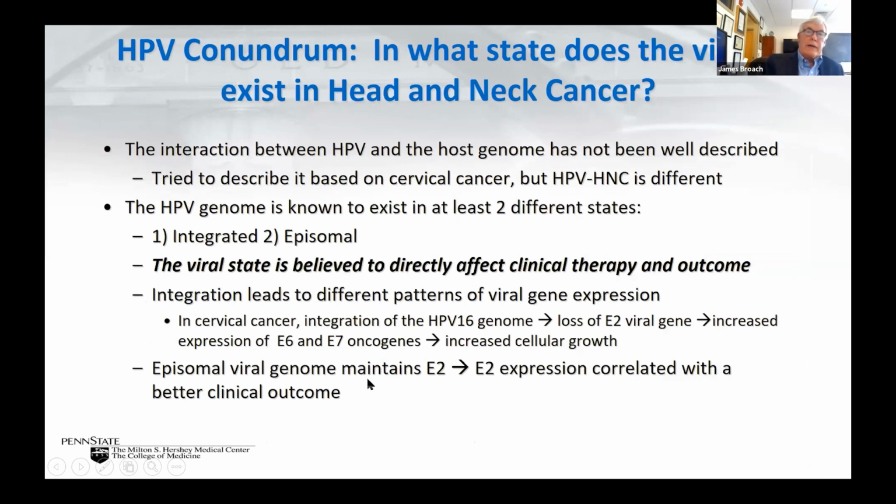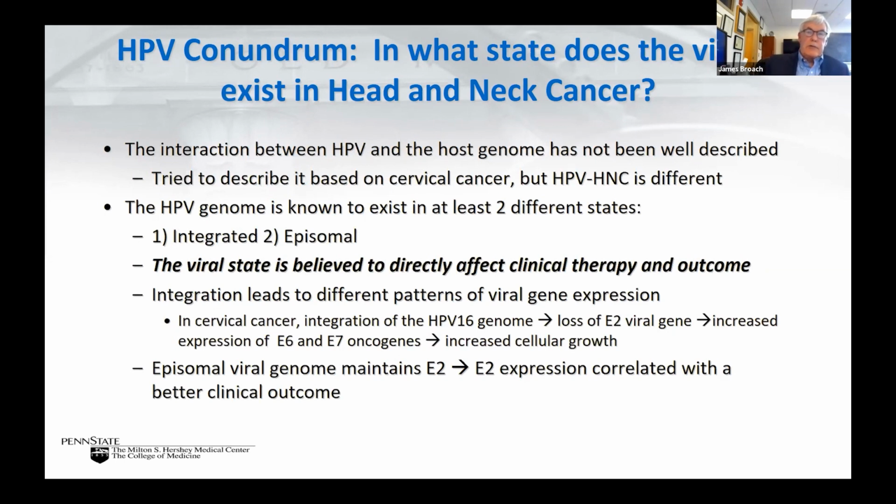So we've been interested in understanding the nature of the association of HPV in head and neck cancer. Early efforts to describe what HPV is doing in oropharyngeal and head and neck cancers are based on information derived from cervical cancer, but the story doesn't seem to be quite the same. Now we know that the HPV genome can exist in at least two states, either integrated in the genome or sitting episomal in the cell, residing outside of the normal chromosomes.